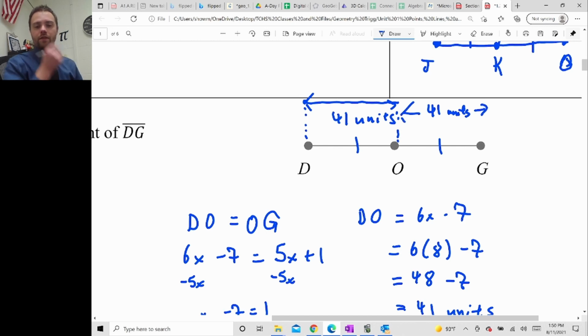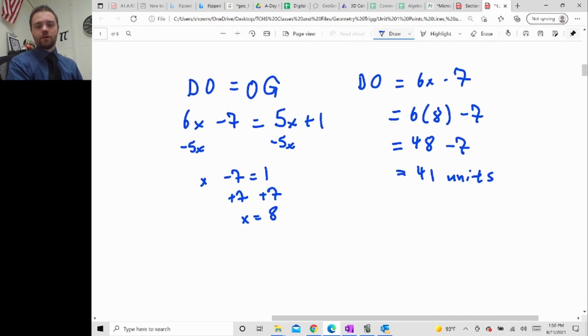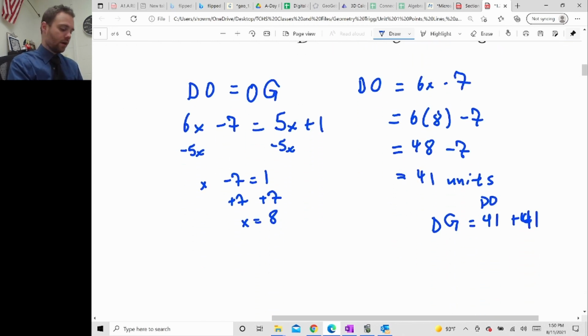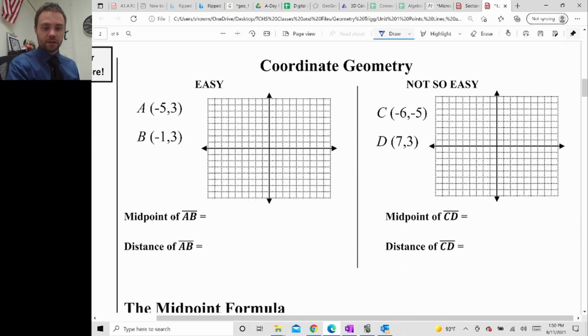So all I have to do is add those two lengths up, and I'll have the entire measure of DG. So DG is equal to 41 plus 41. This is from DO, and this is from OG. That's just the length of those two segments, which is 82 units. Hopefully that gives you a little bit of a refresher on how to do this.